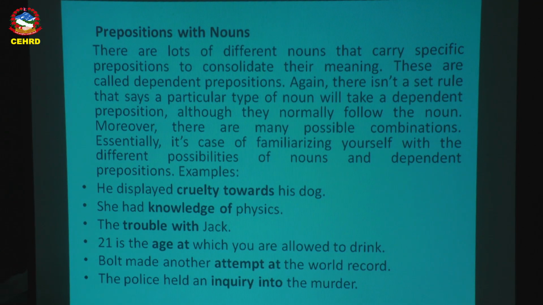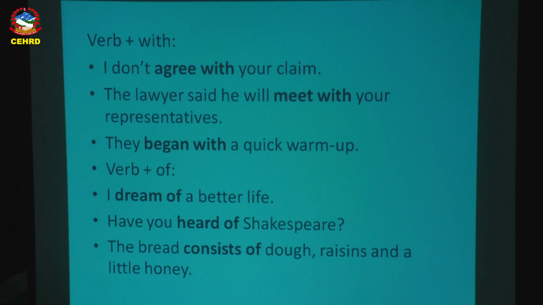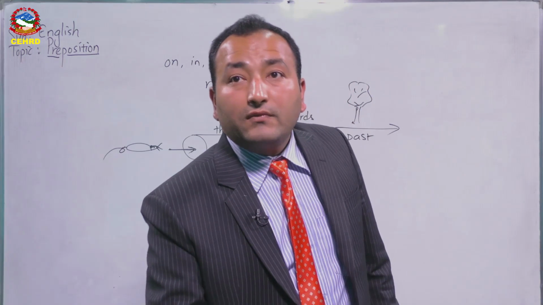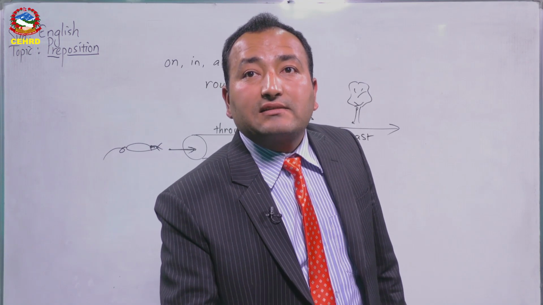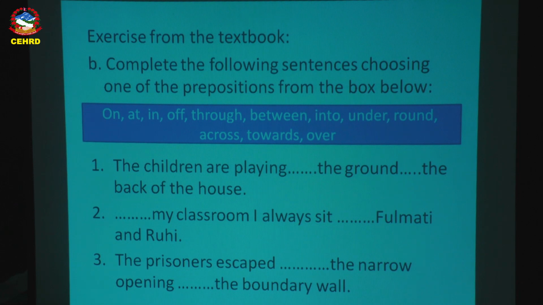And there are prepositions with verbs also. So there are different things. Now let me show you some of the exercises from the textbook very quickly. On page number 17 of your textbook, there is an exercise. Complete the following sentences choosing one of the prepositions from the box below. The words are on, at, in, of.